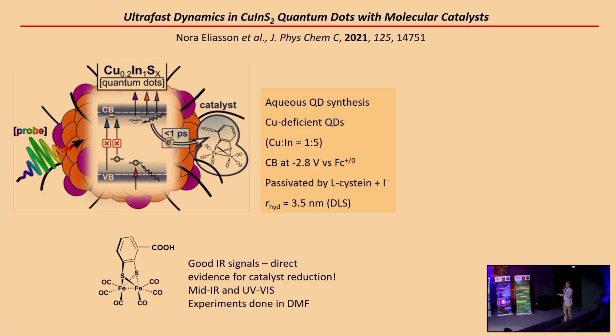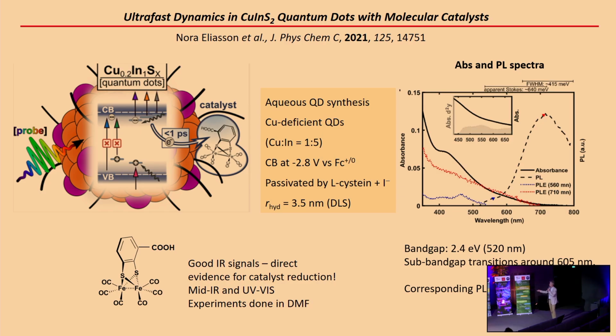We can make them in aqueous synthesis, which is nice and environmentally benign. They are quite reducing. The only passivation we had, with no shell here, was just L-cysteine and iodide. We were interested to see whether we could have a molecular catalyst on this surface and see electron transfer, and whether we could actually demonstrate that the catalyst is reduced. Up to that time in the field, no one had shown that. They assumed that if the quantum dot is quenched, it must be electron transfer to the catalyst. There are many reasons why things can be quenched. So we thought it could be a good thing to show.